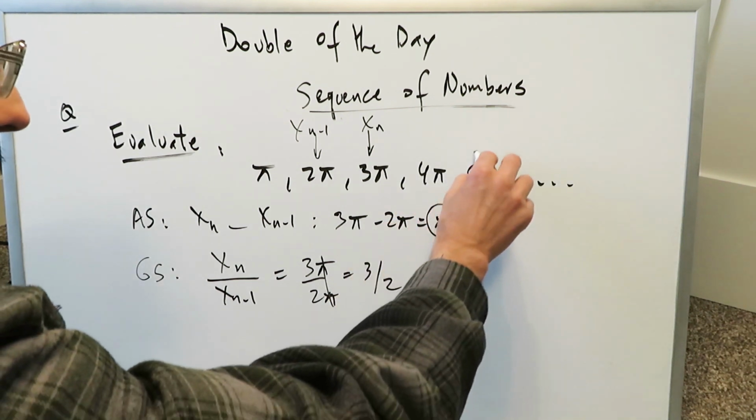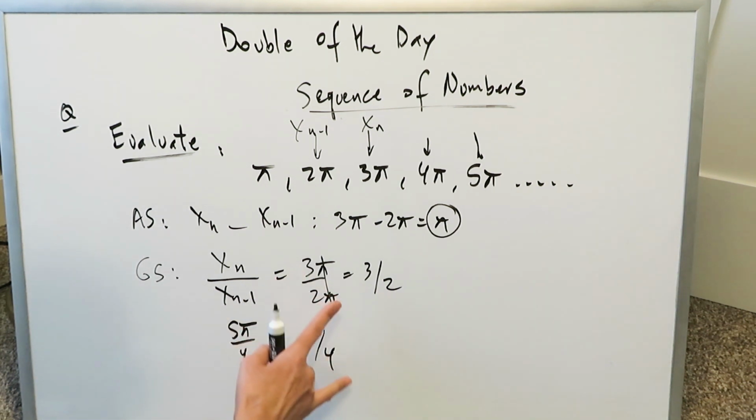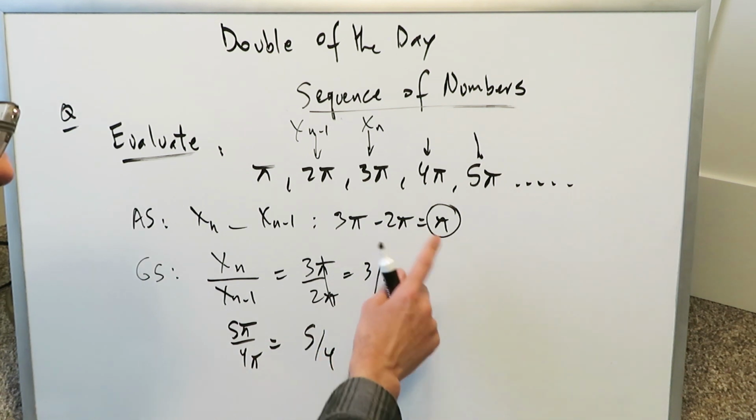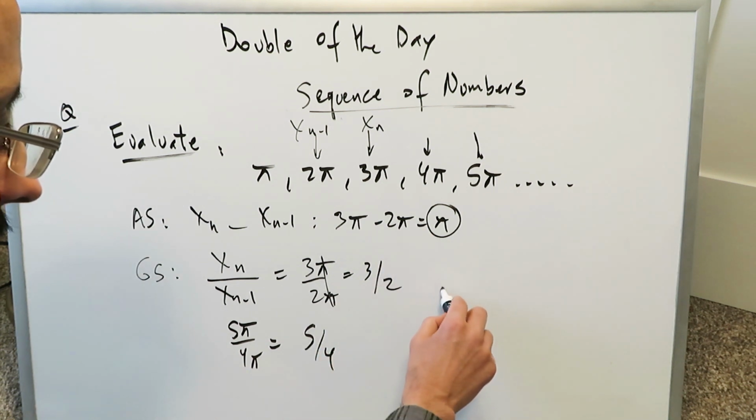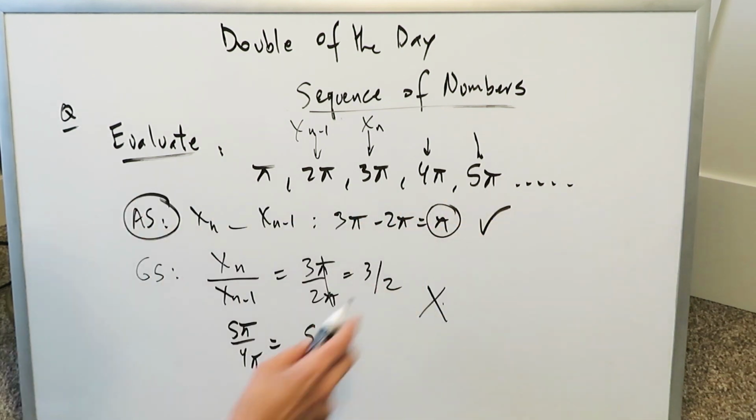But pick another 2 numbers. Pick these 2. You'll do 5 pi divided by 4 pi. The pi's will cancel out, but you'll have a ratio here of 5 over 4. So there's no common ratio developing here, but there's a common difference. And it's definitely not a geometric sequence, but it is an arithmetic sequence. So this right here is clearly an arithmetic sequence. And that's exactly what you have over here.